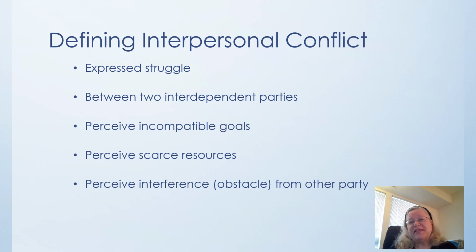There's a perception that there are scarce resources. In other words, there isn't enough time or money or other resources for both of you to fully have what you want. So you have to choose one or the other to some extent. And you perceive interference or an obstacle from the other party. In other words, you perceive that to some degree, the other person is going to try to keep you from getting what you want. So you have to make a case for your own position.